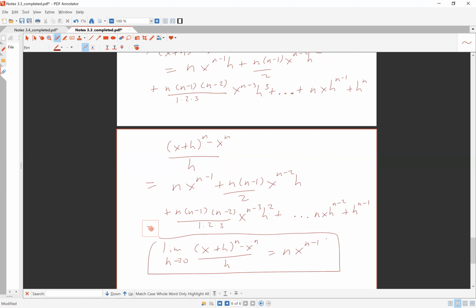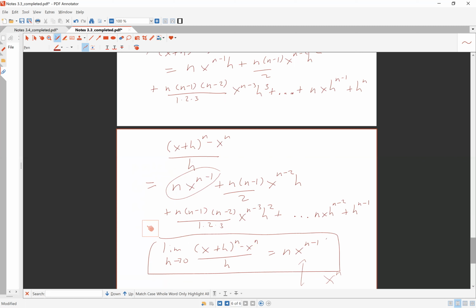squared, and so forth. But there's only one term that's not going to have an h in it. It's this one right here. It's the one that I just circled. That's the only one, n times x to the n minus 1. And so then as h goes to 0, that's the only term that's left. So that turns out to be the derivative. Here's the derivative of x to the n. The derivative of x to the n is n times x to the n minus 1. And it's all because of the binomial theorem.